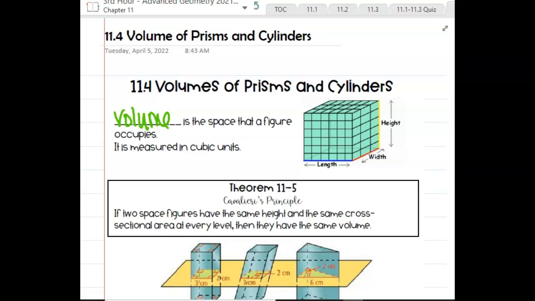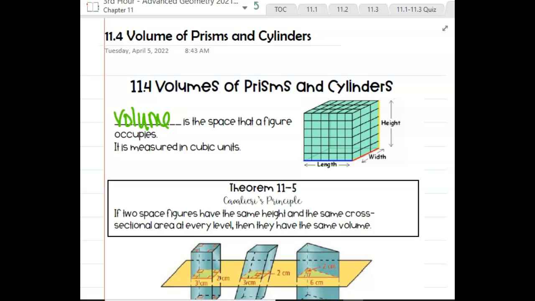Because, think about it, for area, we took length times width. Feet times feet, and we got feet squared. For cubic units, for volume, we are taking a length times a width times a height. So a feet times a feet times a feet, you get cubic feet. Kind of makes sense, okay?